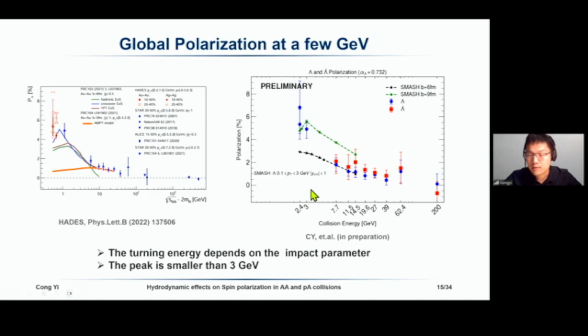The turning energy depends on the impact parameter, and these two lines represent the boundary of 20% centrality and 50% centrality. Therefore, our numerical result for the 20% to 50% centrality should be between them. After the average, the peak of the global spin polarization is smaller than 3 GeV.